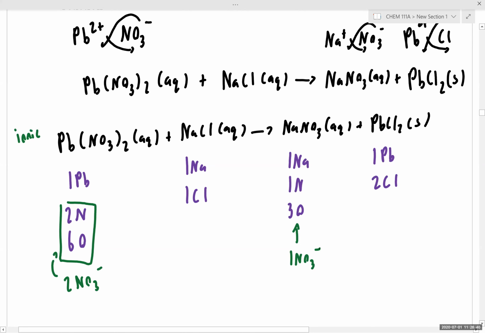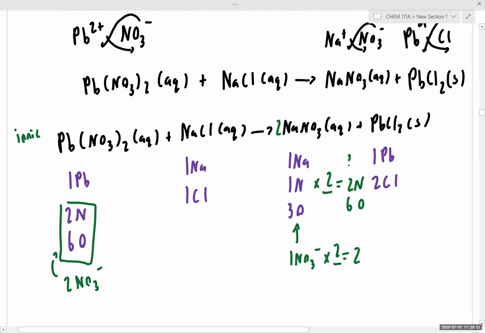So if we want to balance, thinking about this ionic equation in terms of ions, 1 times what would give us 2 nitrate ions? Or in other words, 1 times what would give us 2 nitrogens? What should we guess for our coefficient? What coefficient would we need? 1 times what gives us 2? 2, yep. So we plug in a coefficient of 2.